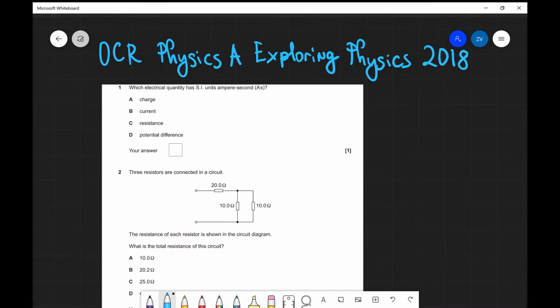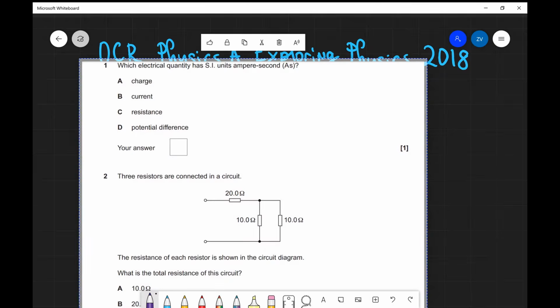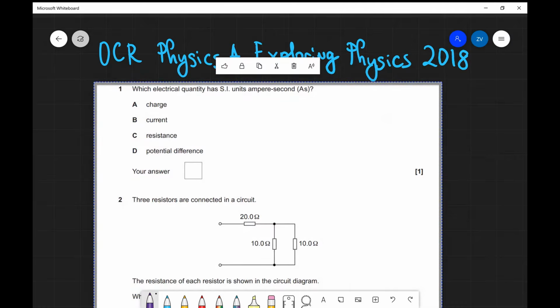So what we're going to be looking at today are the multiple choice questions of the OCR Physics A Exploring Physics paper from 2018. So let's get started. The first question over here says: which electrical quantity has the SI units amp seconds?